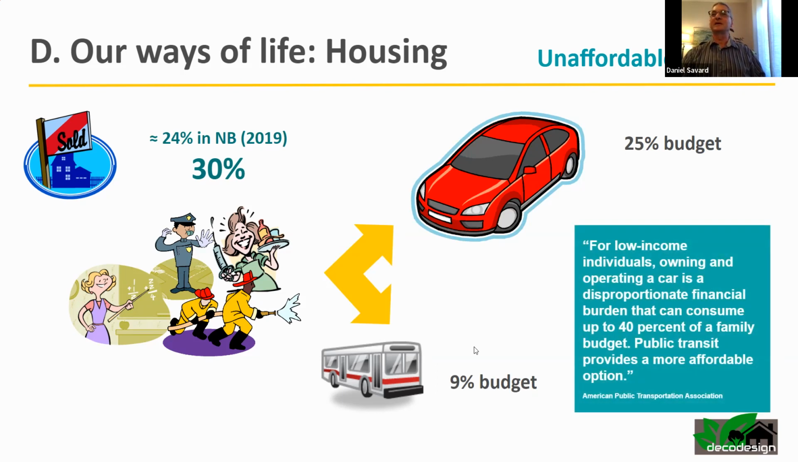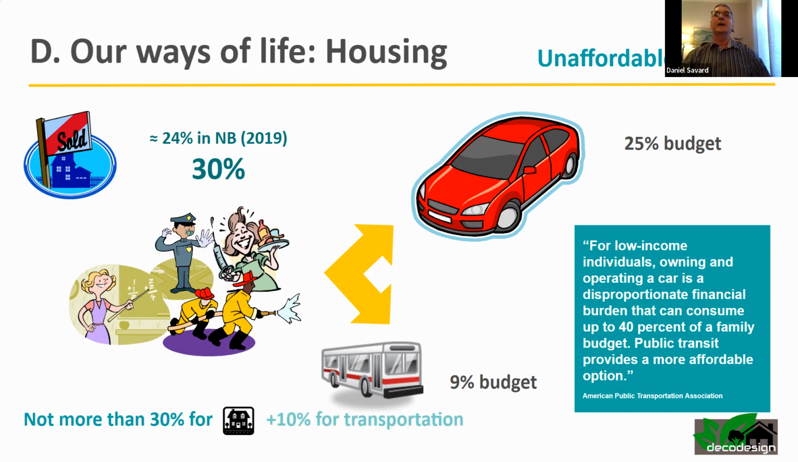And interestingly, they're saying for low-income individuals, owning and operating a car is a disproportionate family burden that can consume up to 40% of a family budget. Public transit provides a more affordable option, obviously. Now, if we summarize this way of thinking, we shouldn't spend more than 30% for our shelter, and CMHC is also telling us not more than 10% for transportation. So altogether, it represents 40%.